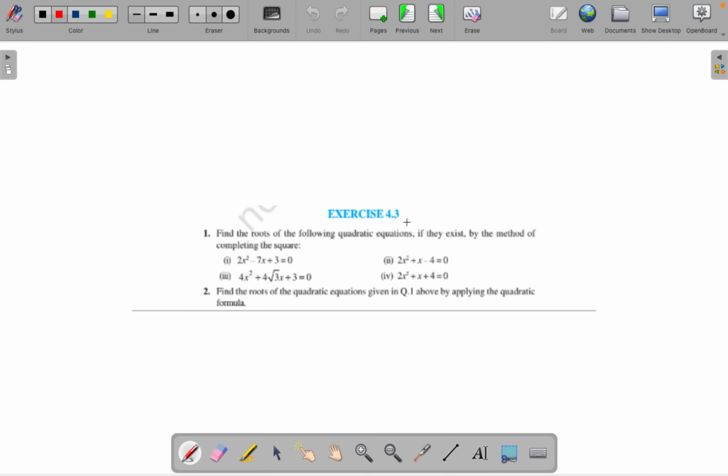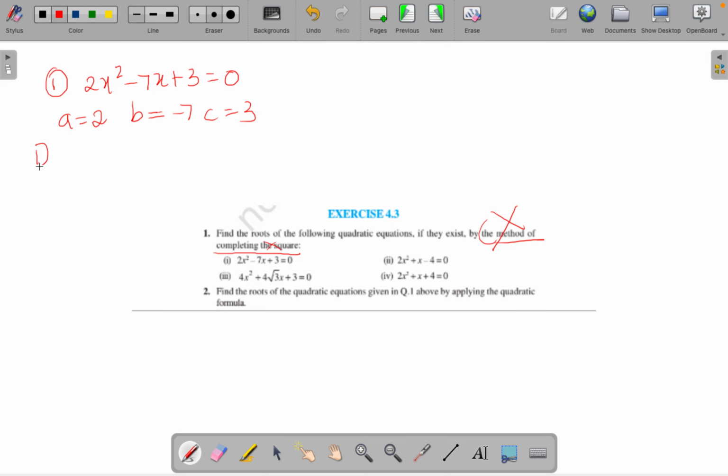So exercise 4.3. Again, finding roots by the completing the square method is not in your syllabus, so we will not do this method. But let's continue and do these questions by the quadratic formula. So suppose we have 2x square minus 7x plus 3 equals 0. So you know it is a standard quadratic equation. So a is 2, b is minus 7 and c is 3.